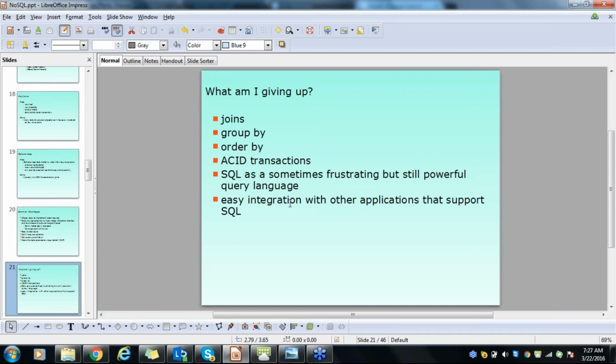We also say that the integration to other applications that support SQL, we are losing that, right? Say suppose Java and Oracle interact using SQL queries. Now, when I use NoSQL, altogether I have to write queries in a new language. So the primary interactions or integrations are not possible. Altogether, we have to create a new ecosystem and start from that.